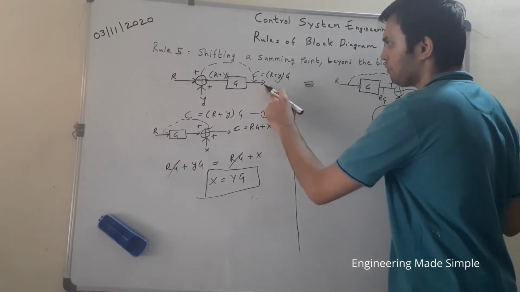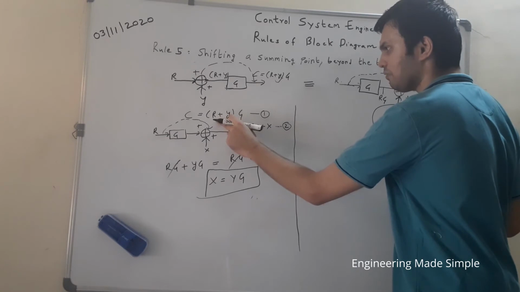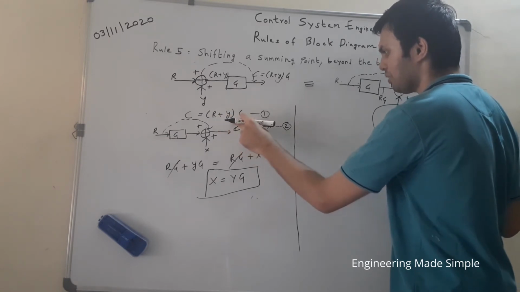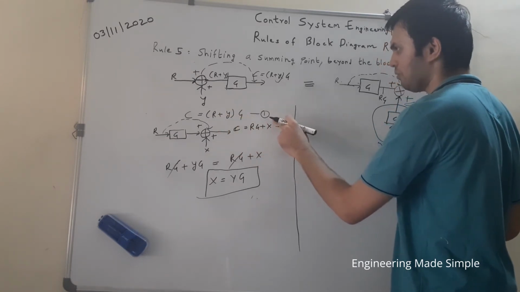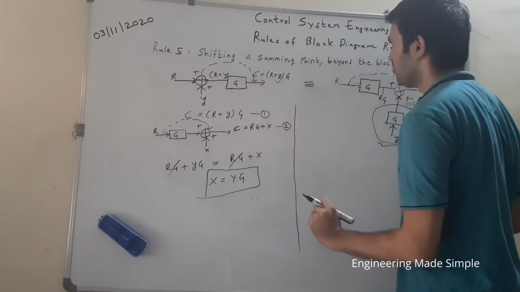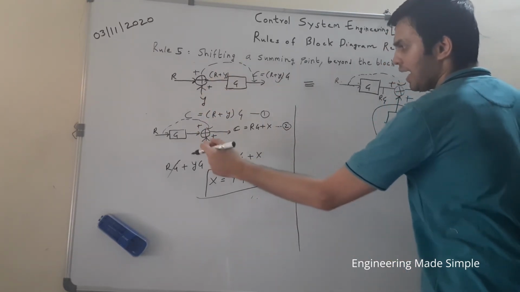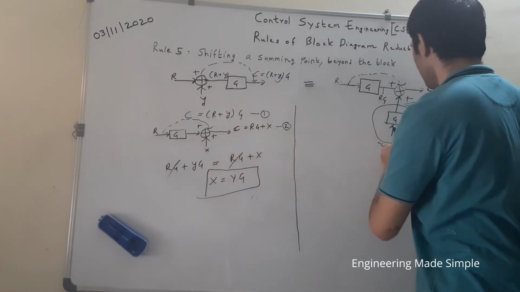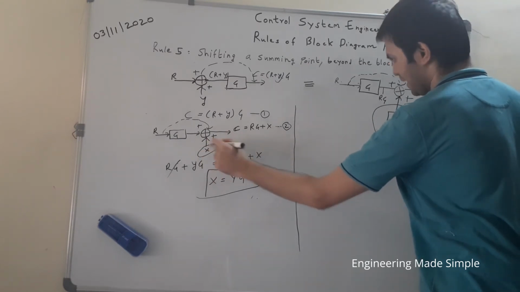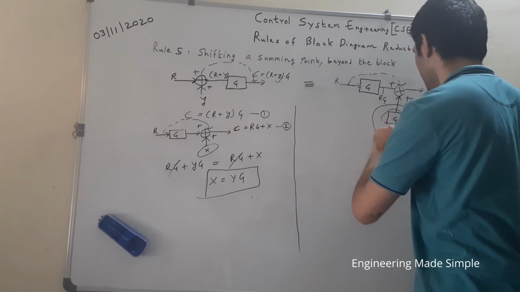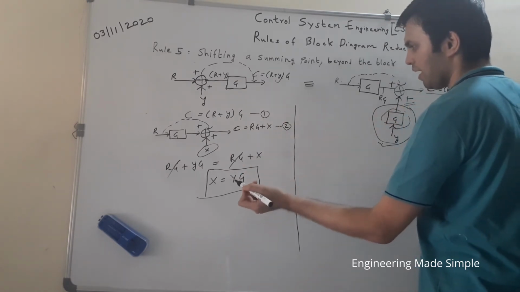Now the output before modification was C is equal to (R plus Y) the whole bracket multiplied by the gain block. This is equation number 1. Now what we are interested in doing, we want to move this summing junction beyond the block. So for that we need to multiply a suitable signal X. This X signal is nothing but this particular portion of the final listing.